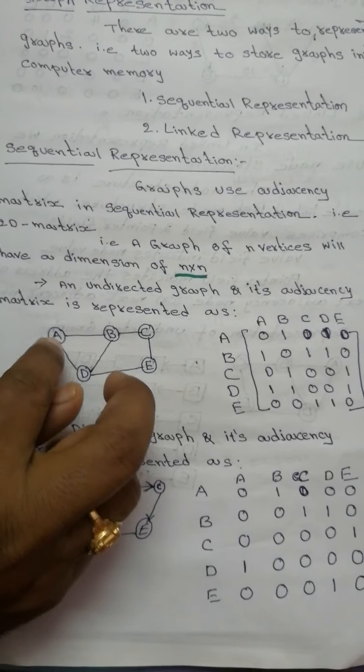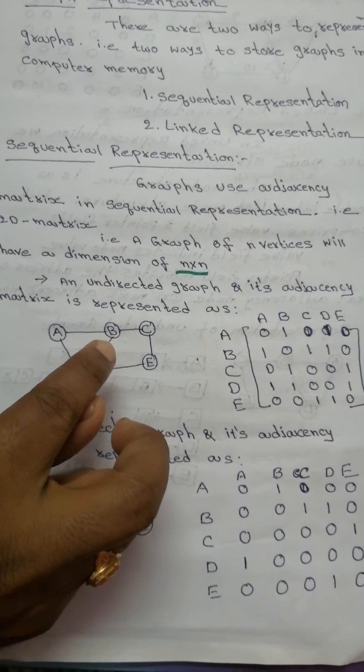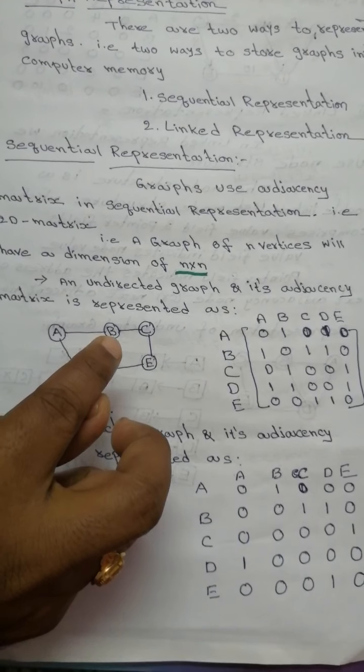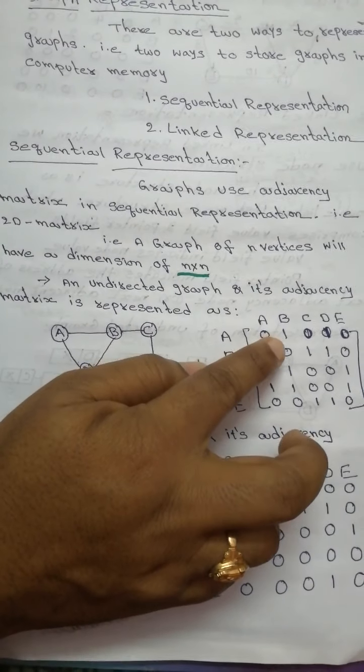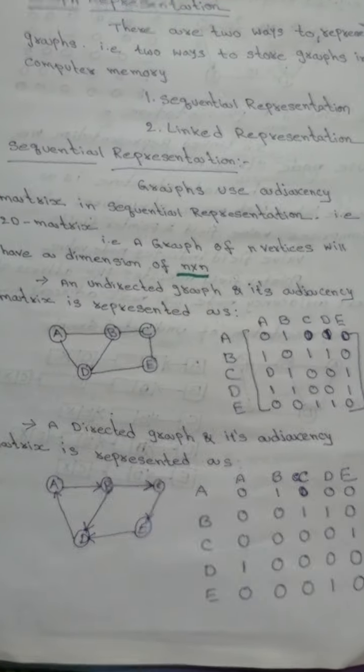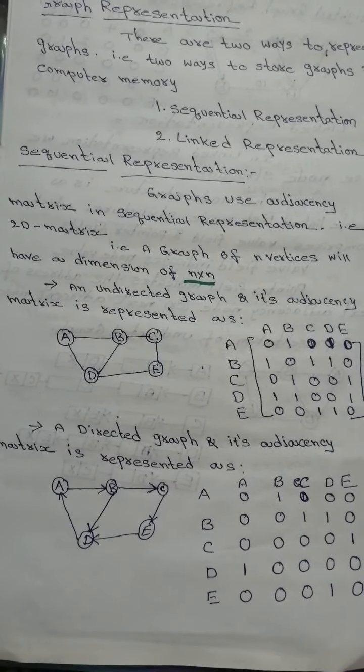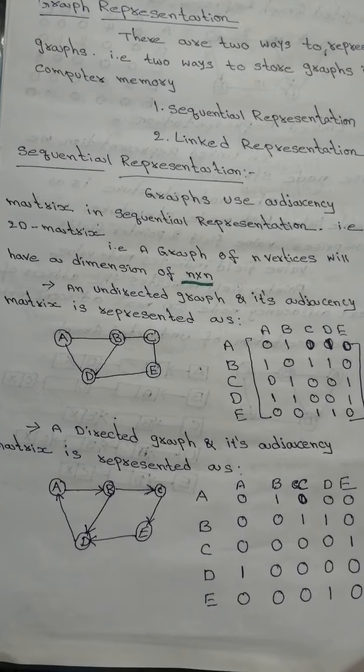Wherever we are having an edge between two vertices, that is denoted as 1. If there is no edge between vertices, that is denoted as 0. I hope you might be slightly confused here. I am repeating once again.